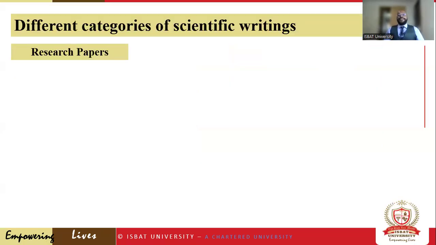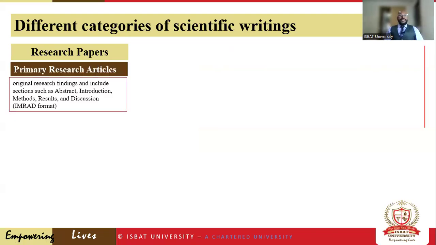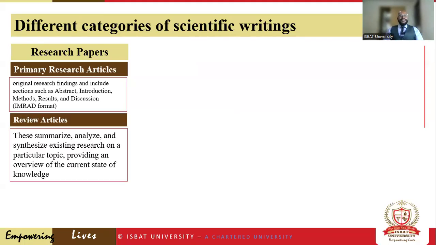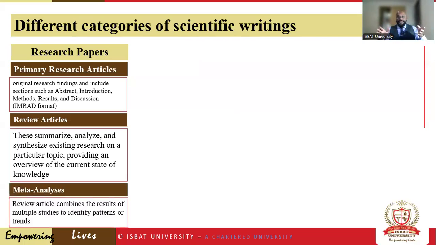So let's see what the different categories of scientific writing are. The first one is research papers. I want my research scholars to focus more on this part, the primary research articles, what you're going to try to produce now, the original research findings that include your introduction, results, methods and discussion. This is the primary research article. Or you can also do review articles, because you can use summaries, analysis and synthesis of existing research on a particular topic, and you can provide an overview of the current state of knowledge, what is happening now. So that is information dissemination.